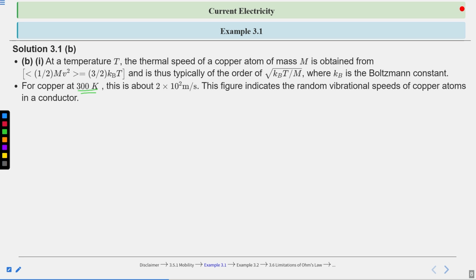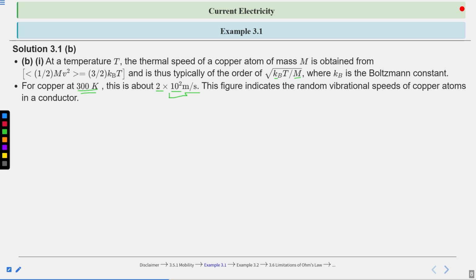After putting T here, the Boltzmann constant we also know, and the molar mass of copper is given. After putting this, we will get around 2 into 10 power 2 meter per second. That is the thermal speed of the copper atom. What is the order of thermal speed? 10 raised to power 2 meter per second.